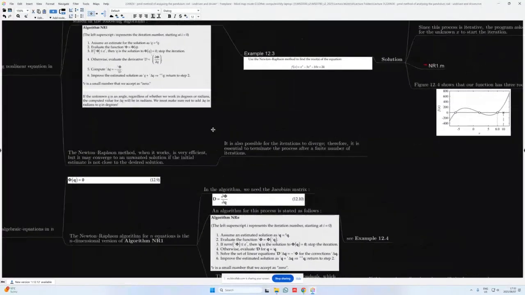Now, the Newton-Raphson method, when it works, is very efficient, but it may converge to an unwanted solution if the initial estimate is not close to the desired solution. It is also possible for the iterations to diverge. Therefore, it is essential to terminate the process after a finite number of iterations.